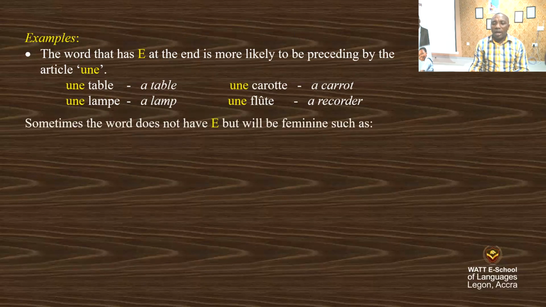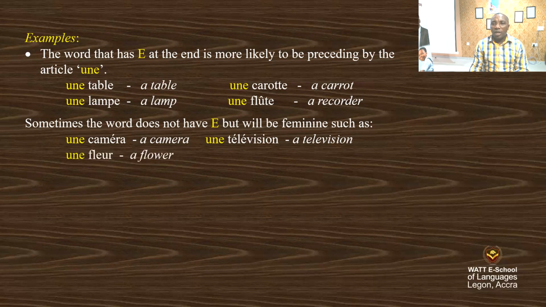Sometimes the word does not end in E, but it will still be feminine. That's why we said 75% of them. There are some words that do not end in E that can be in the feminine form, such as une caméra, a camera, une télévision, a television, une fleur, a flower.